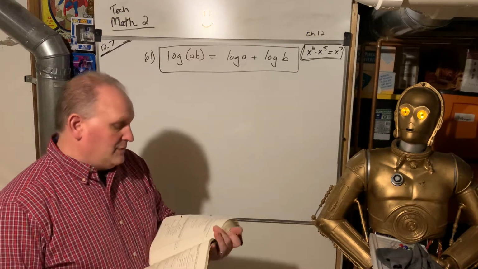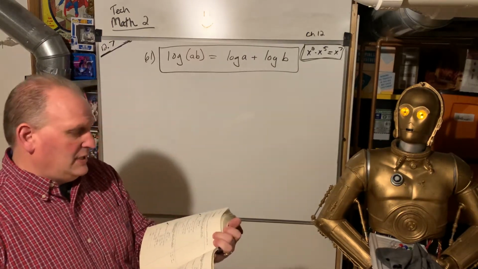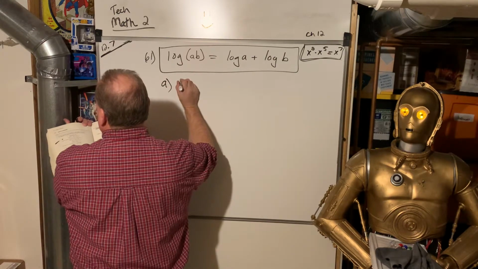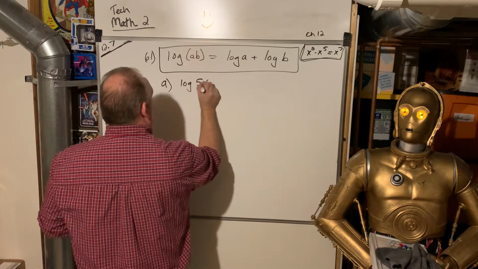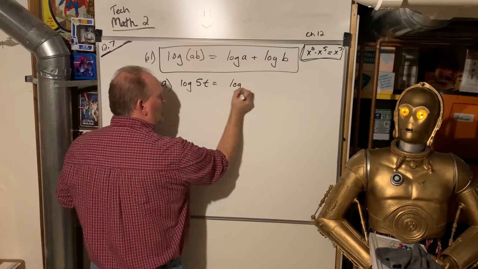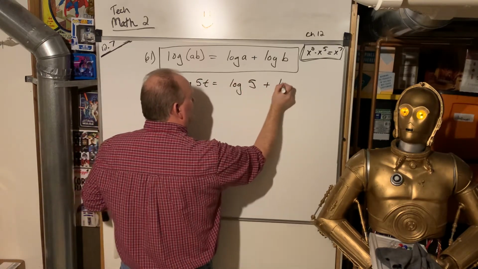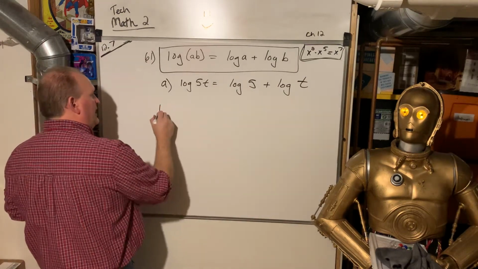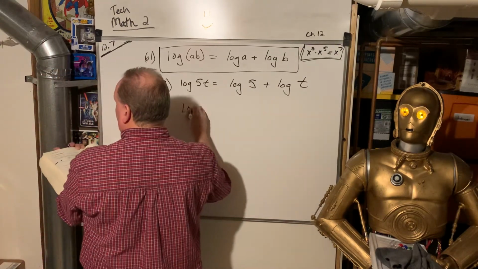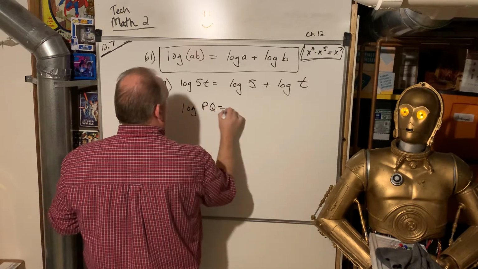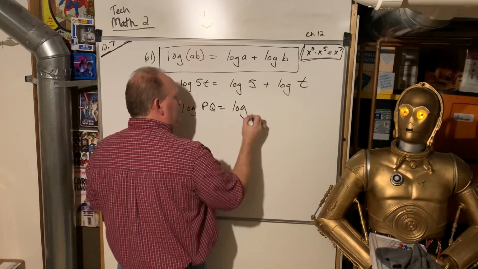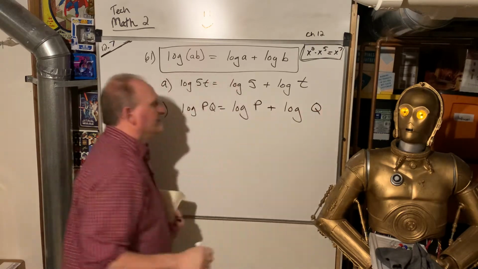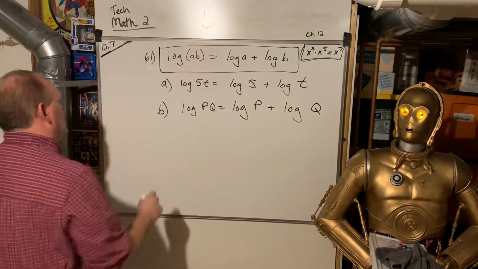All right, you're probably not used to working and manipulating logs. So for part A of 61, they have, what if we have the log of 5t? Well, you could write that as log base 10 of 5 plus log base 10 of t. So you can split that up, okay? What if we have log of pq? You could have log base 10 of p plus log base 10 of q. All right? So get 62.